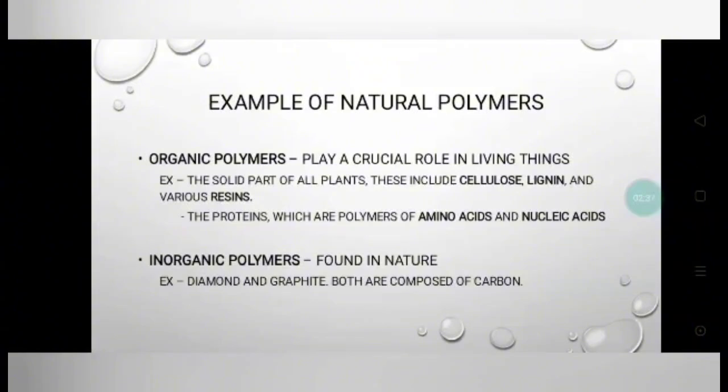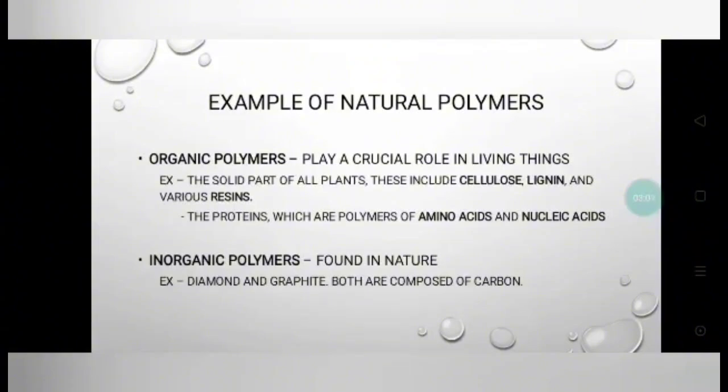Examples of natural polymers: the organic polymers and the inorganic polymers. Organic polymers play a crucial role in living things. For example, the solid part of all plants. These include cellulose, lignin, and various resins. The proteins, which are polymers of amino acids, and nucleic acids. Inorganic polymers are also found in nature. For example, diamond and graphite. Both are composed of carbon.